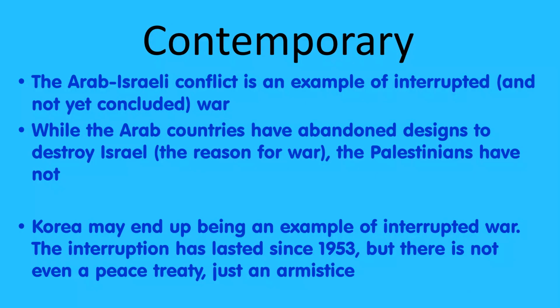In contemporary times, the Arab-Israeli conflict is an example of an interrupted and not yet concluded war. While the Arab countries have abandoned designs to destroy Israel, which was the reason for the war in the first place, the Palestinians have not. And as long as the Palestinians are taught to hate the Israelis, there will be further occasions of the war. Now, the Korean War may end up being an example of an interrupted war. The interruption has lasted since 1953, but there is not even a peace treaty, just an armistice.